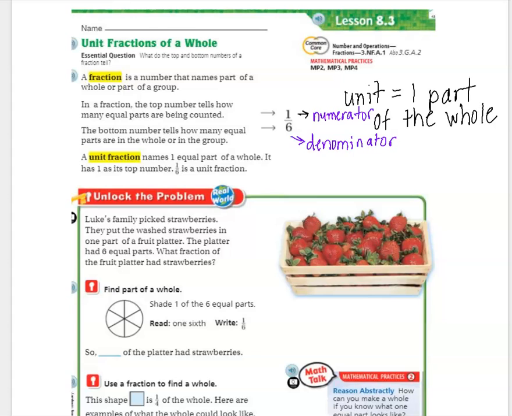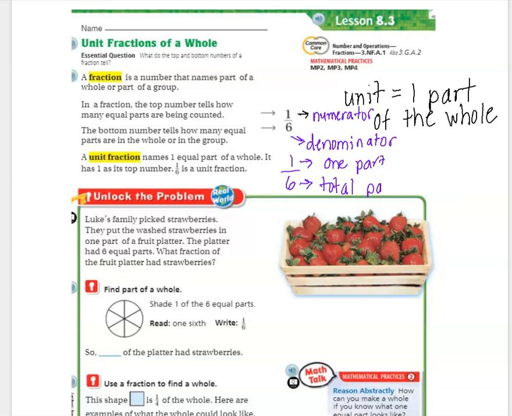A unit fraction names one equal part of a whole. It has 1 as its top number. So 1/6 is a unit fraction because this is showing us one part out of the whole. And the whole, pizza or brownie, whatever we're talking about, has 6 total parts.